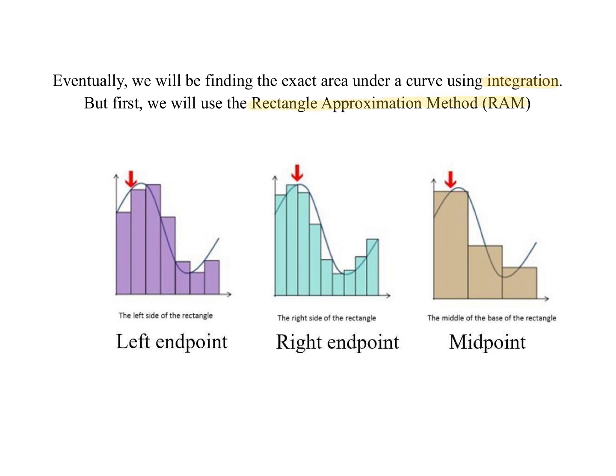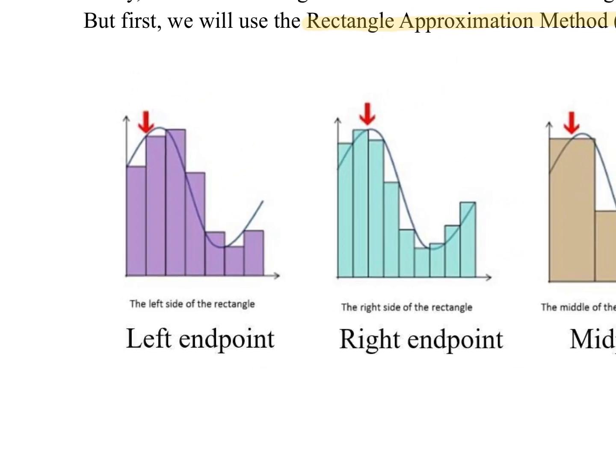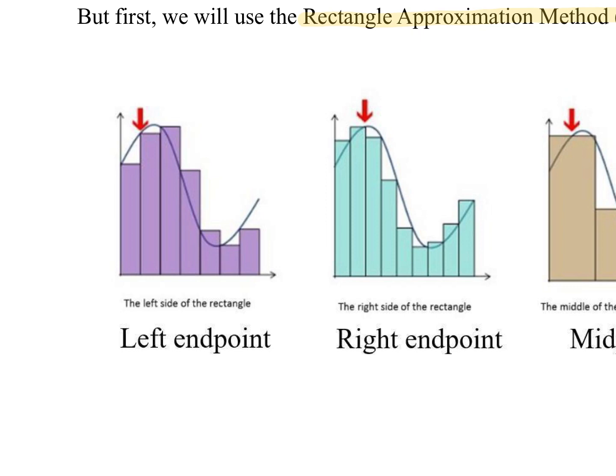Since we don't have a general formula for this shape created by the curve, we're going to use shapes that we do know how to find the area of, and the easiest one for us is rectangles. So imagine you draw rectangles under your curve, and then we find the area of those rectangles. It's a general approximation of the area under the curve. It's not going to be perfect, so that's why it's an approximation.